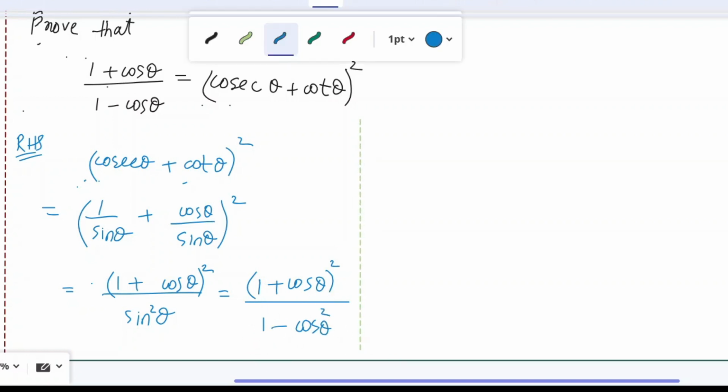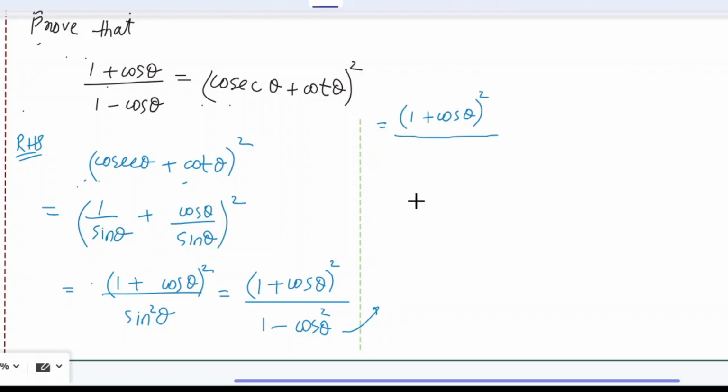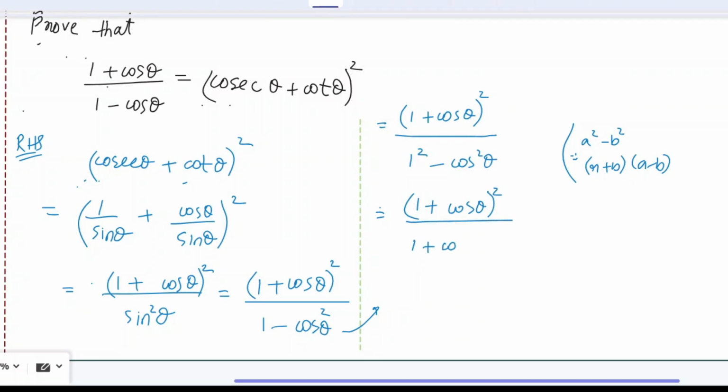Now in the denominator we use the formula of a square minus b square again, which can be written as 1 square minus cos square, and you know that a square minus b square is actually equal to a plus b and a minus b, so we can write it as 1 minus cos theta and 1 plus cos theta. The same term would be cancelled out, and you are left with 1 plus cos theta over 1 minus cos theta. That is actually your left hand side, so it's proved.